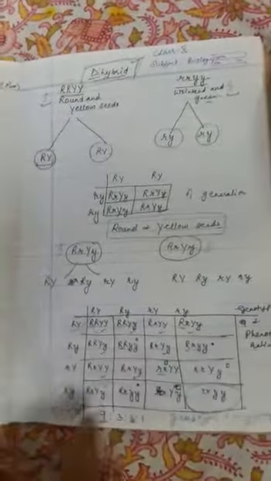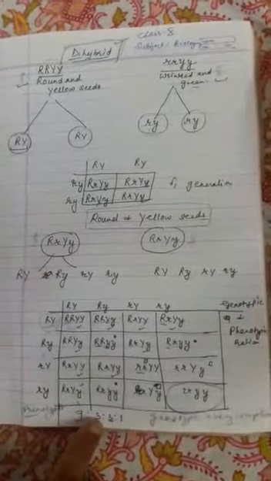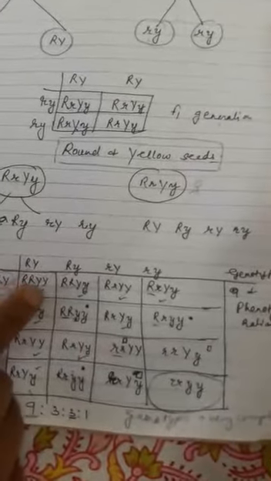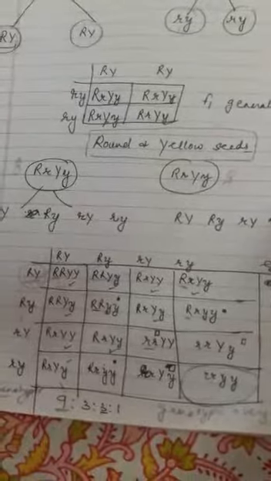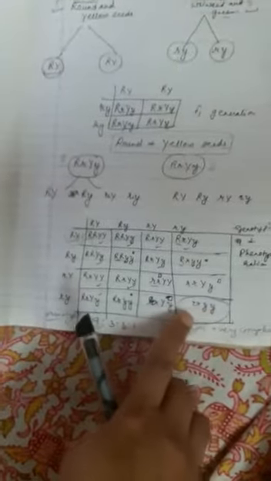Here also. Now by these combinations we come to know that the phenotypic ratio will be 9:3:3:1. 9 will be round and yellow, when both are dominant, and 3 will be those where one is dominant and the other is recessive. 3 again, one is dominant and the other is recessive. One will be the progeny that has both recessive characters.